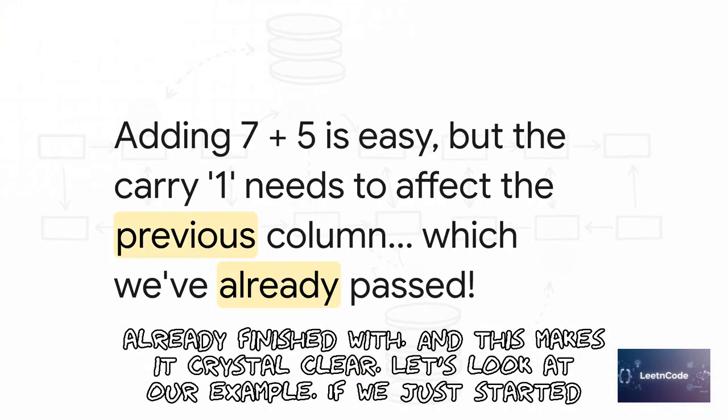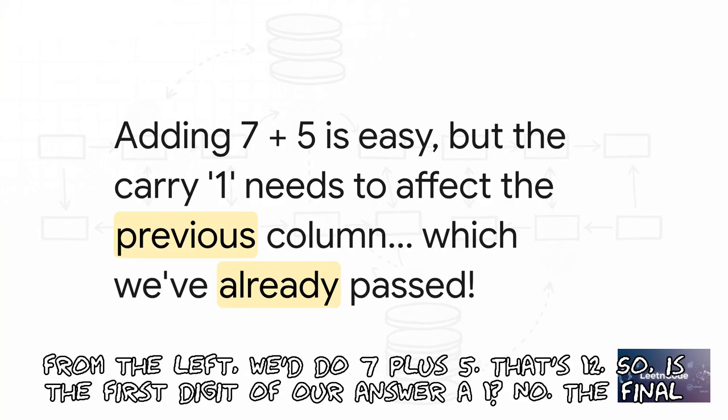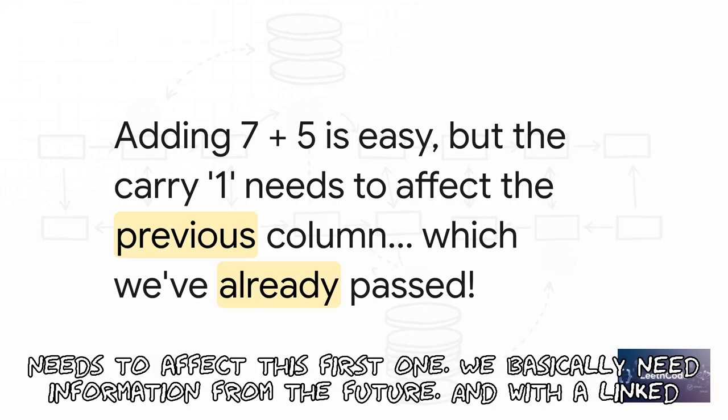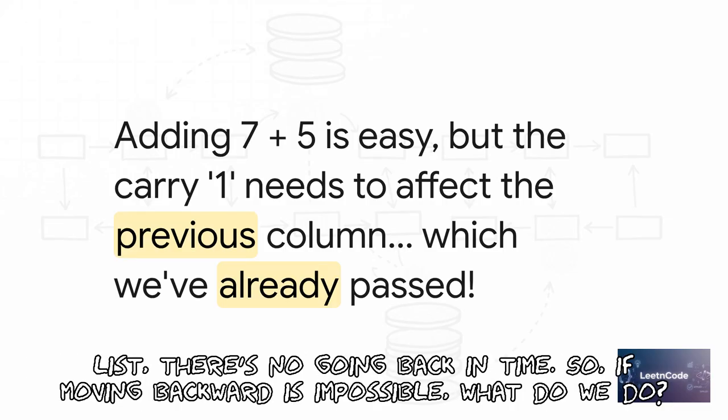And this makes it crystal clear. Let's look at our example. If we just started from the left, we'd do 7 plus 5. That's 12. So, is the first digit of our answer a 1? No, the final answer starts with a 7. The math is totally wrong, because a carry from a later column needs to affect this first one. We basically need information from the future, and with a linked list, there's no going back in time.